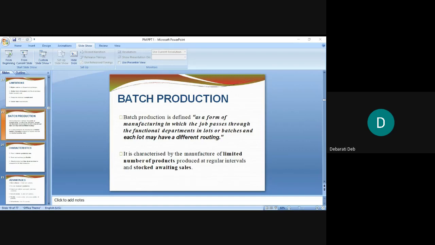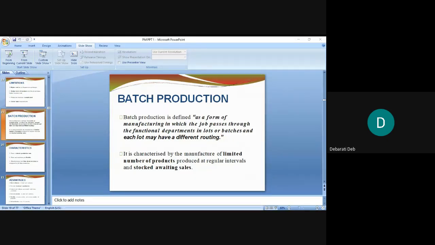Then it is characterized by the manufacture of a limited number of products produced at regular intervals and stocked awaiting sales. So the volume will be limited, yet more than the job shop, but it will be manufactured in limited numbers and they will be produced at regular intervals and will be stocked, and they will await their sales. Once the order comes, they will leave the inventory like that.